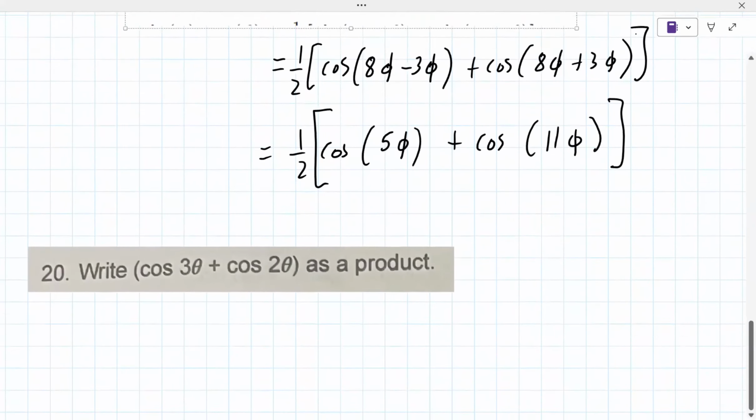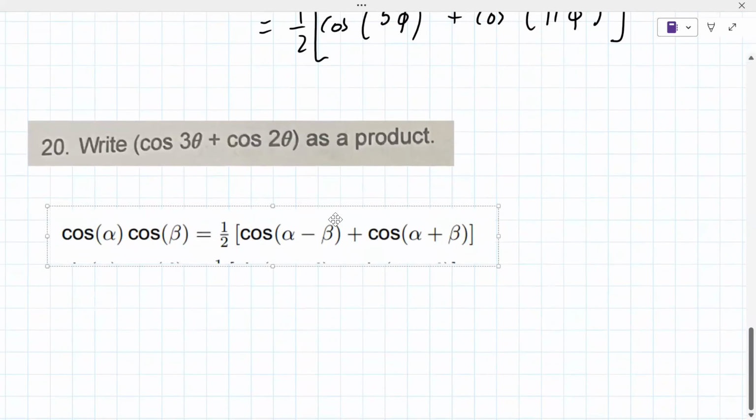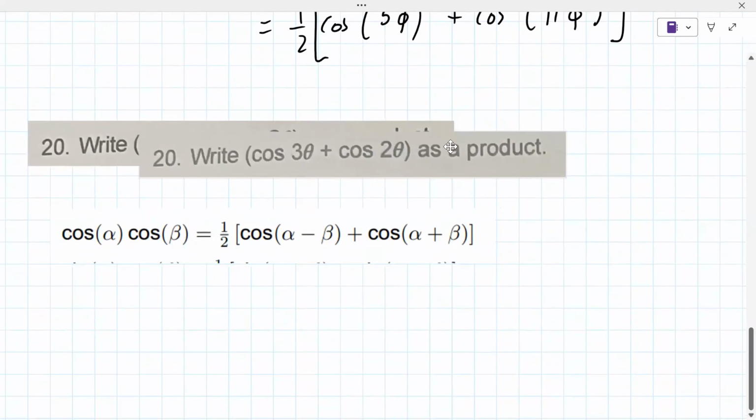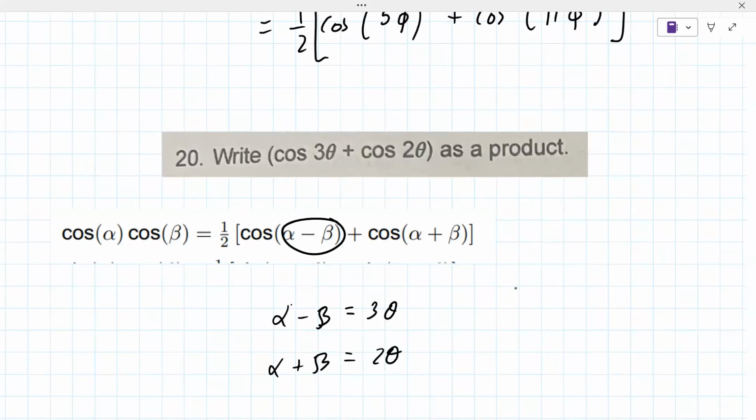So the challenge here is figuring out, okay, it's alpha, let me write the formula, sorry. Okay, so you have to figure out what alpha and beta are. Alpha minus beta is 3 theta, and alpha plus beta is 2 theta. Does that make sense? How we're doing that? Kinda. Yeah.